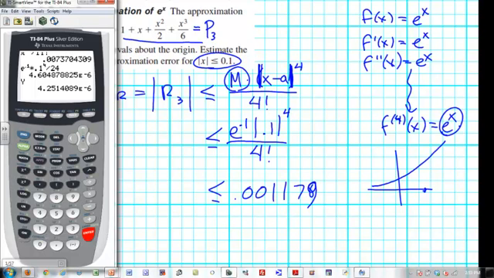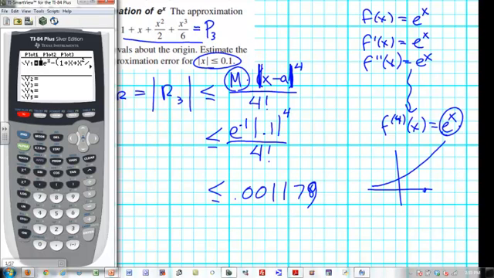Can you just show me really fast what you put in y equals? What I put in y equals was the absolute value of e to the x minus the polynomial estimator of e to the x. So the other way to find the error is f of x minus p sub 3. That's the other way to find out the value of error.